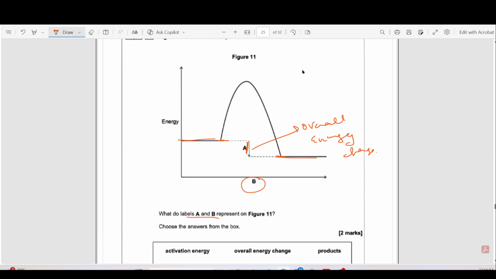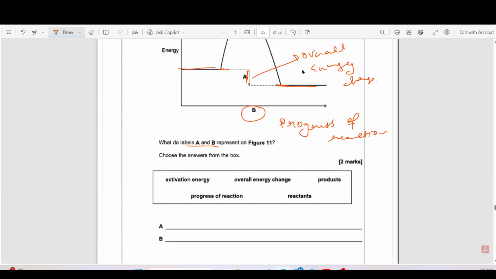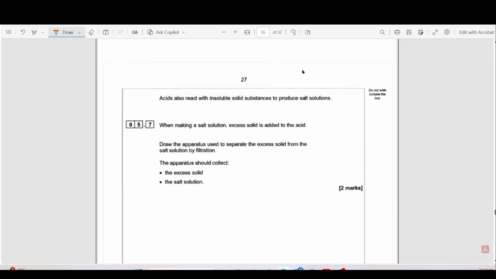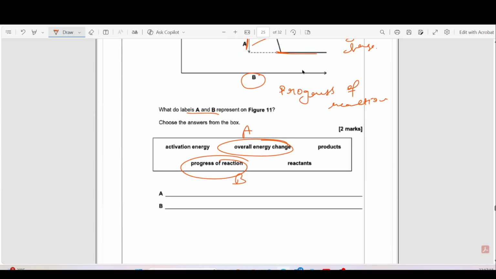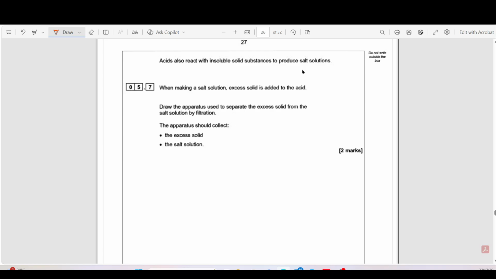B is the progress of reaction. On the x-axis we see progress, which shows the reaction as it happens over time. So B is the progress of reaction. Okay, we have it here. So this is A and this is B. And yeah, I think this is all.